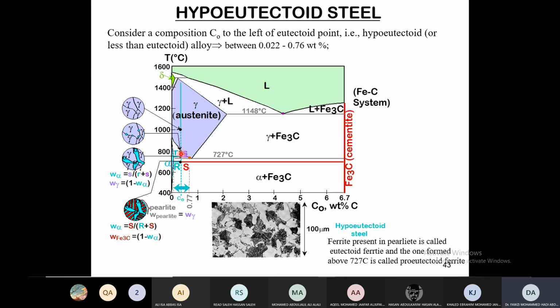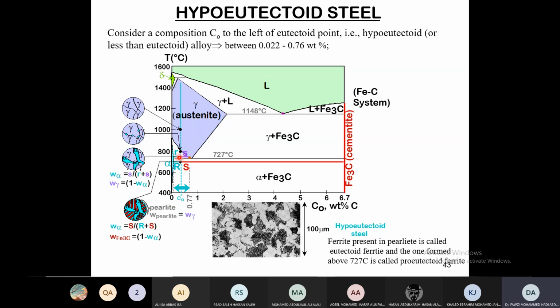And as we go further down, as dictated by the tie line, you can see that the amount of ferrite is going to increase. If you just draw a tie line at any temperature there, you will see that this segment will be increasing in size as we go down further and further. So the amount of ferrite is going to increase more and more to a maximum just above the eutectoid isotherm. Just above the eutectoid isotherm will be the largest amount of ferrite developing there.